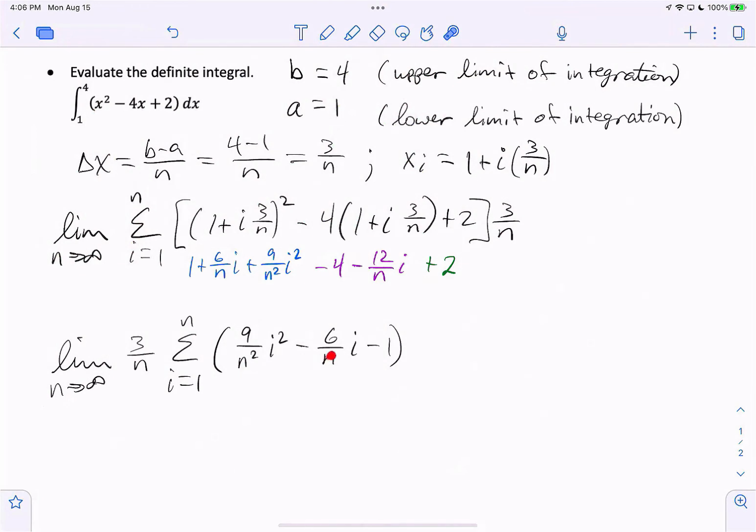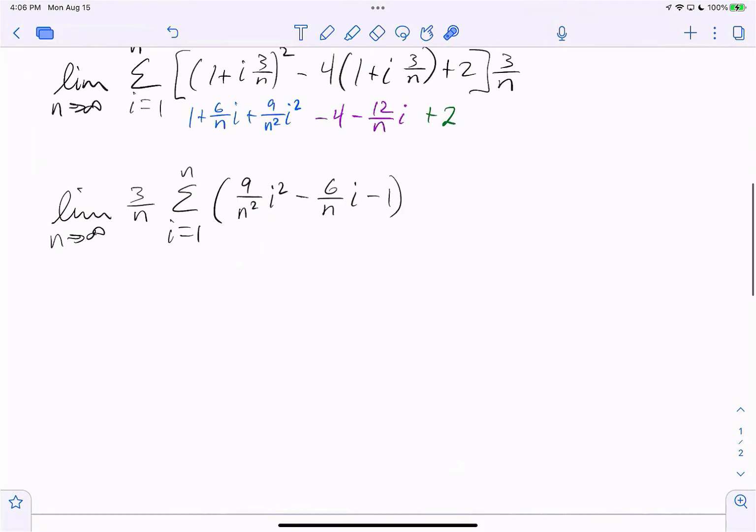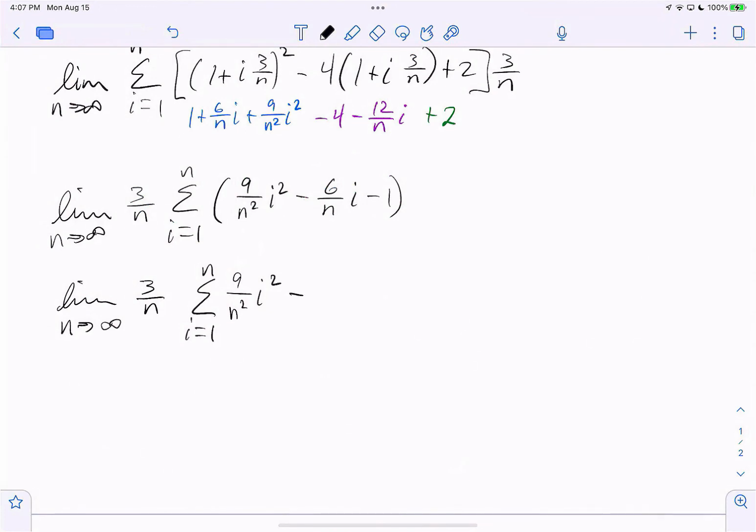As it turns out, n followed suit. Now there are properties of sigma notation. I won't go into them in detail right now, but suffice it to say that because a sigma is a sum, and we can rearrange and regroup the terms of a sum, I can rewrite the sigma breaking up the terms. I end up with the limit as n approaches infinity of 3 over n times the sum of 9 over n squared i squared minus the sum as i goes from 1 to n of 6 over n times i minus the sum as i goes from 1 to n of 1.